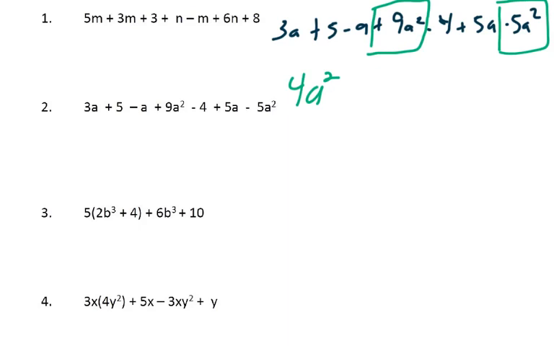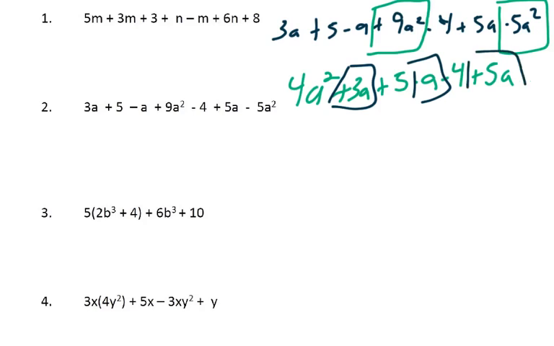Okay, then I'm going to bring everything else straight down. So that's a positive 3a. So I'm going to write that as a positive 3a plus 5 minus a minus 4 plus 5a. Okay, now I'm going to box my a's. So I have a plus 3a, I have a minus a, I have a plus 5a. So 3a minus a is 2a, plus 5a is 7a. So I keep my 4a squared plus 7a. Okay, and then I'm going to bring down my plus 5 minus 4.